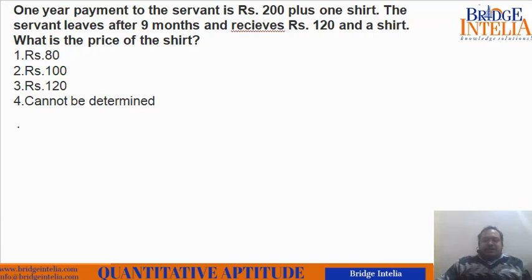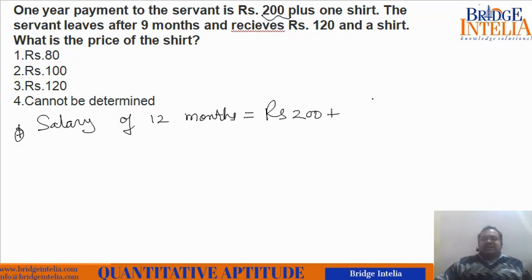The salary of 12 months, 1 year, is paid in two parts. One is cash, rupees 200, plus a shirt, T. Now the problem is this servant did not work for the complete year. He worked only for 9 months and then he left. He was supposed to work for 12 months, but he worked only for 9 months. So 9 is 3/4 of 12.